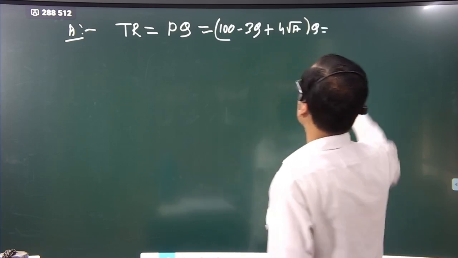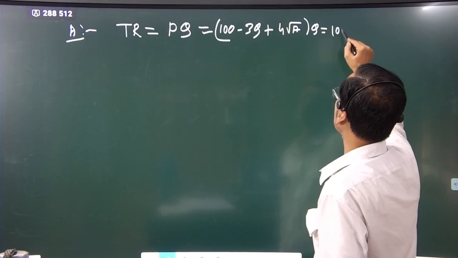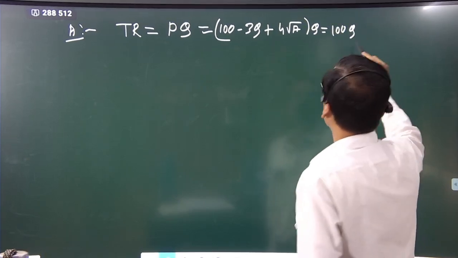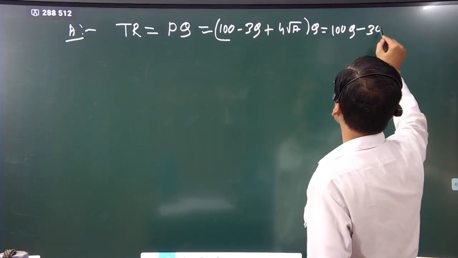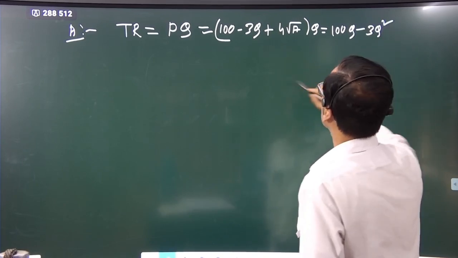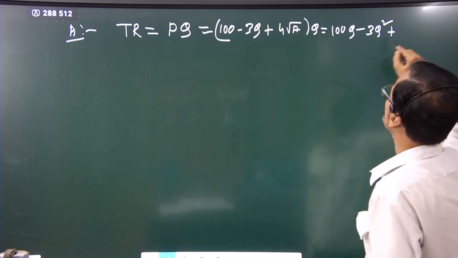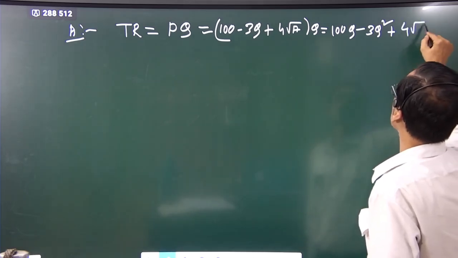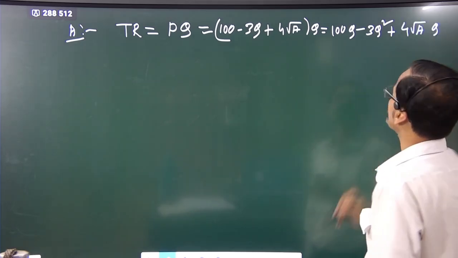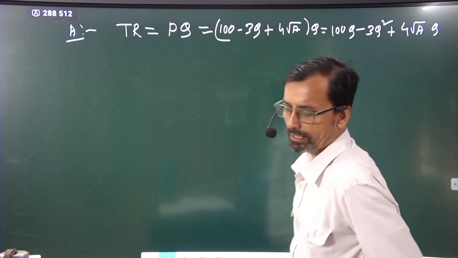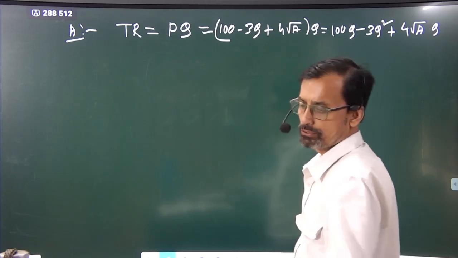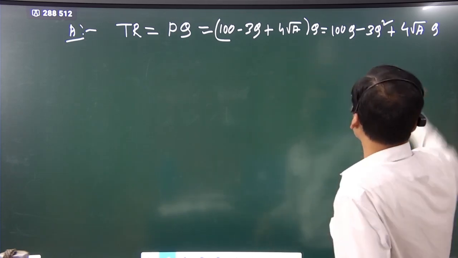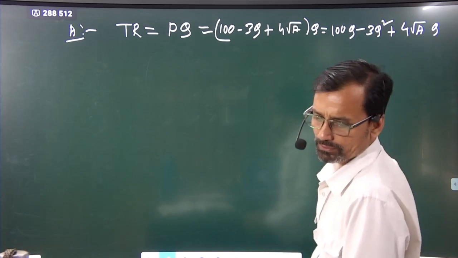Then we will get 100Q minus 3Q square plus 4 square root of A times Q. This is the total revenue function we get here.